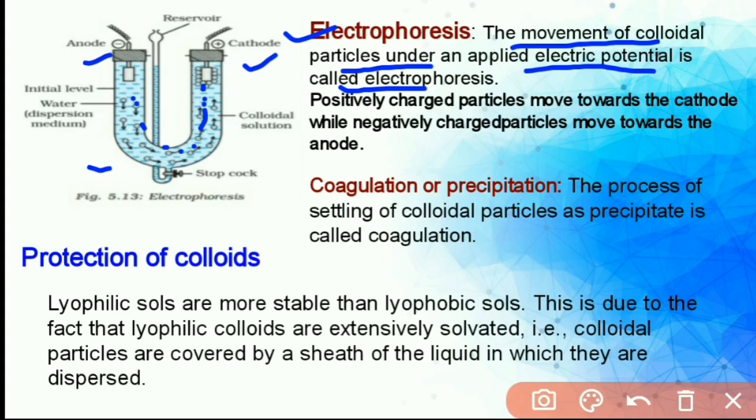Cathode is a negative electrode. So if the particles accumulate near the negative electrode, the charge on the particle is positive. On the other hand, if the sol particles accumulate near the positive electrode, the charge on the particle is negative. So we can say that positively charged particles move towards the cathode, while negatively charged particles move towards the anode.